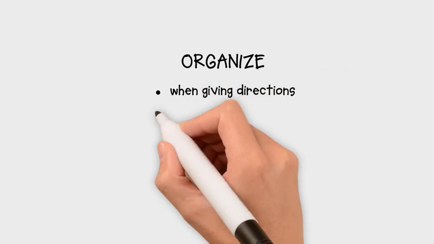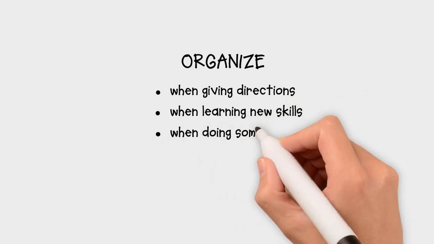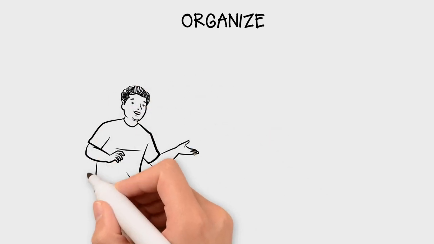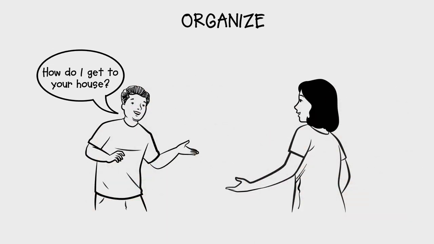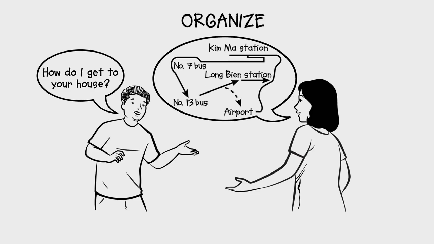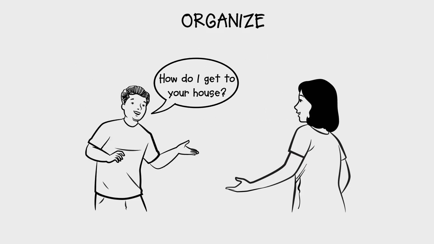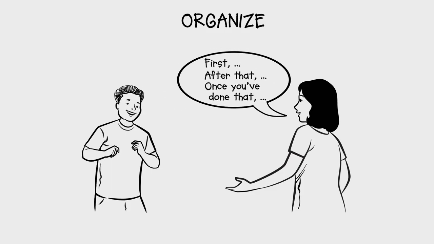Many messages can be complicated because they describe steps in a process. For example, when giving directions, when learning new skills, or when doing something new on your computer. The message might be given very slowly using easy-to-understand language, but if the order it's given in is not logical, the listener will have a much harder job following it. To repair a misunderstanding due to a lack of organization, it's usually necessary to start again from the beginning and work carefully and logically to the end.